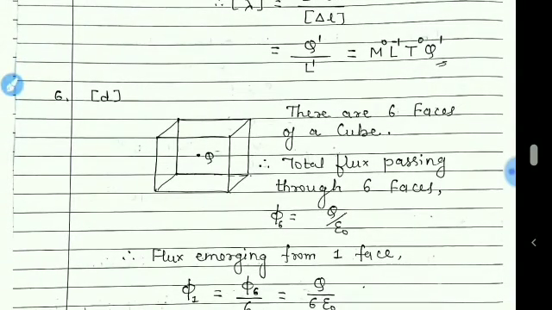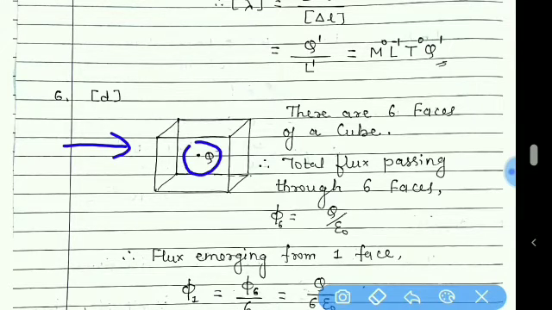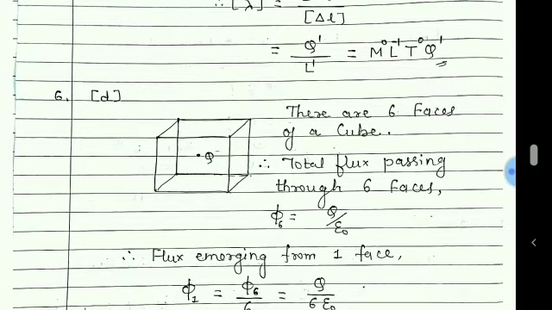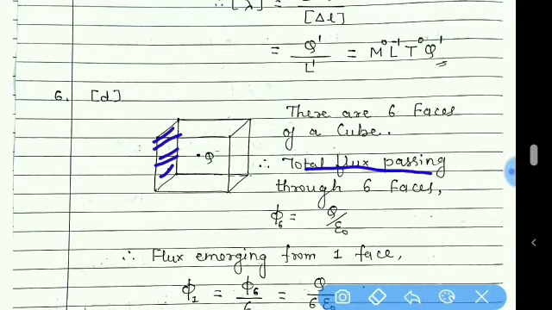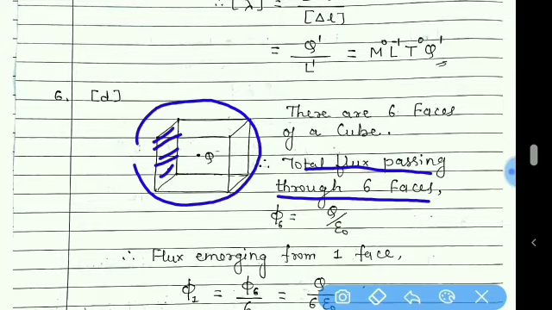Next is number 6. Given a cube and a charge Q is enclosed in it. Here we want to find the flux passing through or linked with any one surface of this cube. Now we know that the total flux passing through the 6 faces of a cube, that means the total flux linked with the entire cube, can be given as flux phi is equal to total charge enclosed upon epsilon naught. This is nothing but the Gauss's law.